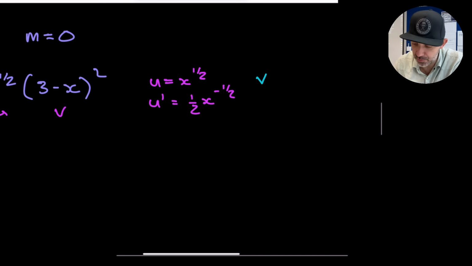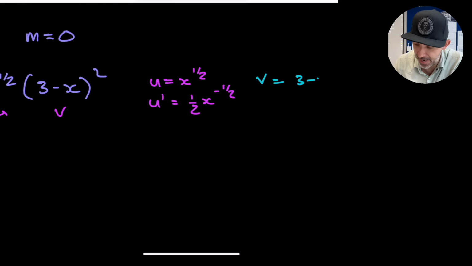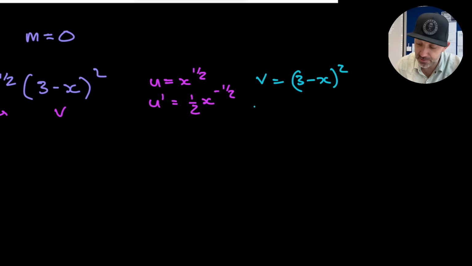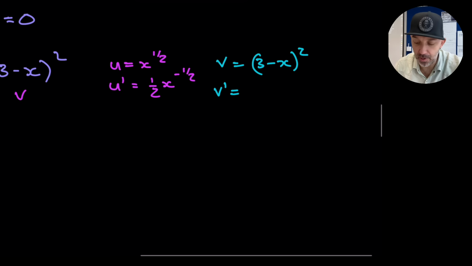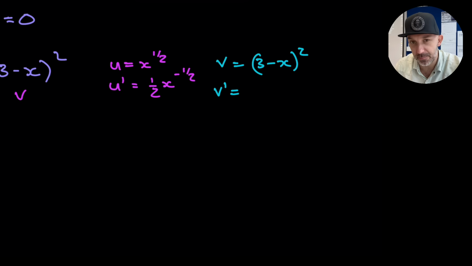So v was equal to (3 minus x) squared. Remember, the whole thing is v, not just what's inside the brackets, but the entire thing. So we will now need to use chain rule again in order to differentiate this. Now, you could expand the brackets and then differentiate each term independently, but I'm just going to use chain rule.